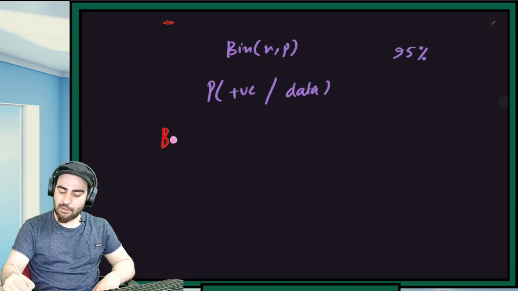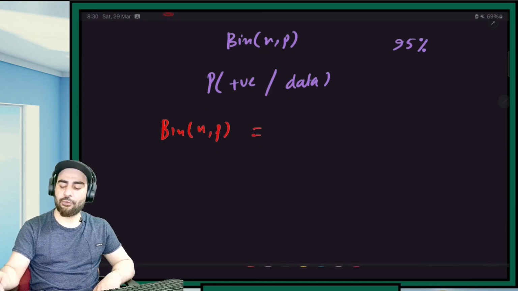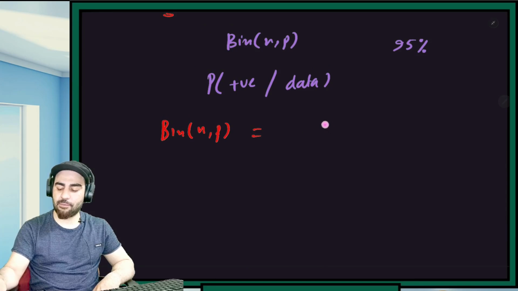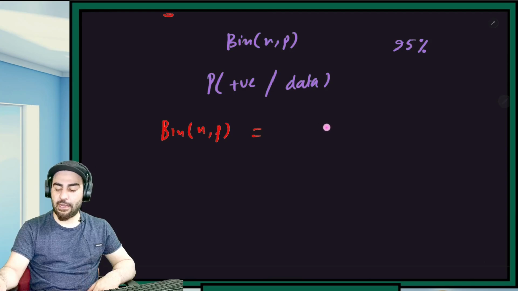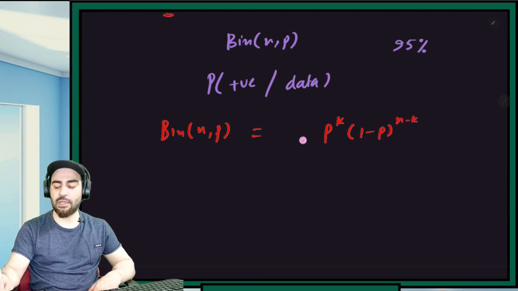So binomial of n, p can be thought of like this. If I want k successes out of these, if I want k times that this should be successful, this should be p to the power k, because this is the success rate, and 1 minus p to the power n minus k. This is success and this is failure, and I know that there are different combinations possible, so this will be n choose k.